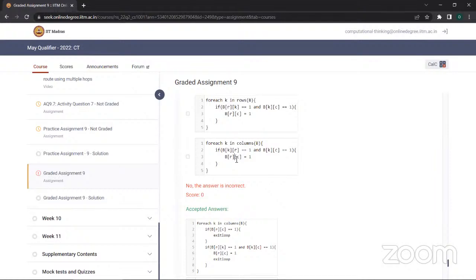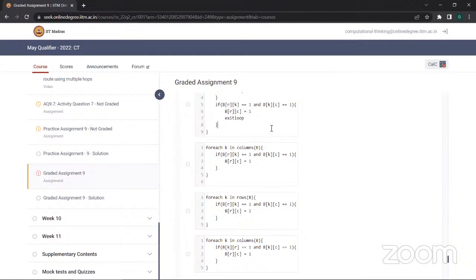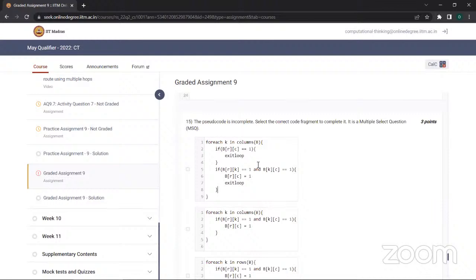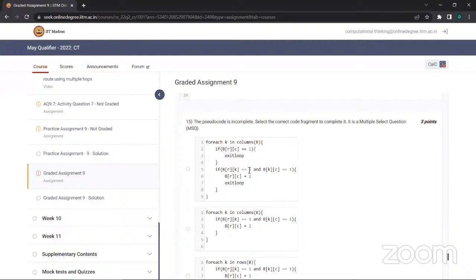Understood? Sir, out of these 4 options which are given, out of these 3 options which are correct, the first option is the one which will be executed fastest, right? This one will be executed fastest as compared to the second and third option, because the exit loop is there. Yes, sir. The second and third option will take a lot of time for the computer to execute.